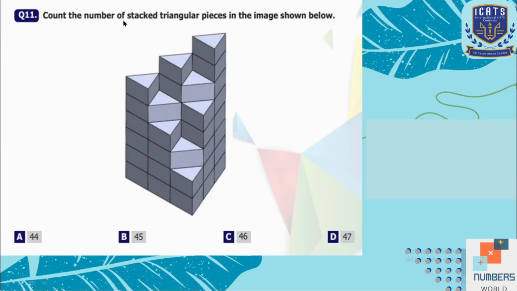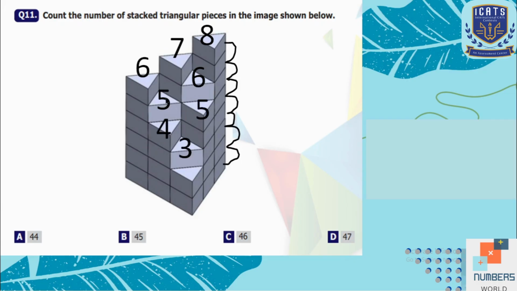Question number 11. Count the number of stacked triangular pieces in the image shown below. So first of all, we are going to count the number of triangular pieces in the longest bar of the given figure. So there are 8 pieces in the longest bar. Then we can see one step down, it's 7, one step down again, so it's 6. This is similar to this bar, so 6 again. Then we are going one step down, 5. This bar is also equal to that one, so 5 again, then 4, 3, and 2.